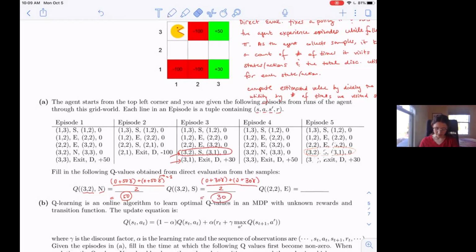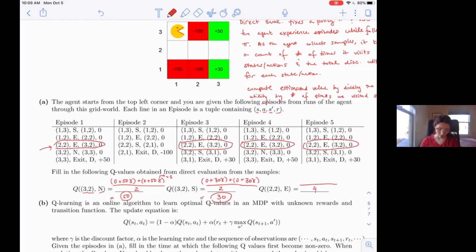All right, what about the final scenario here? So the final scenario, we're trying to compute the Q value of 2-2, E. This appears in episode 1, in episode 3, 4, and 5. All right, let's write down what our direct evaluation is going to divide by. It's going to divide by 4 because we saw this sample 4 times. And then our numerator, we're going to compute 1 by 1.